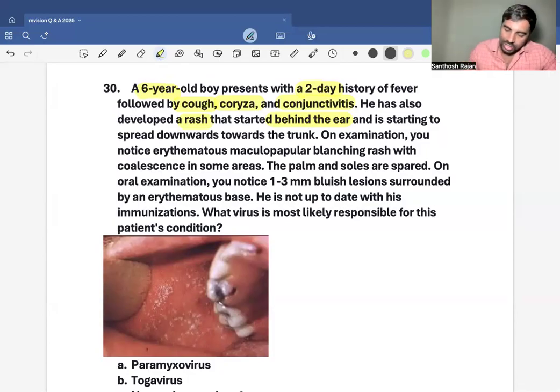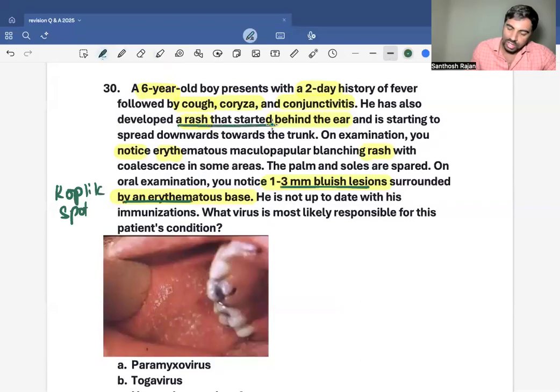On examination, you notice an erythematous maculopapular rash in some areas, and the palms are spared. On oral examination, there is a 3 mm bluish lesion surrounded by an erythematous base. He is not up to date with immunization. Which virus exactly? When you talk about this bluish lesion, you're talking about Koplik spots. That's enough. And the rash starting behind the ear goes more towards measles.